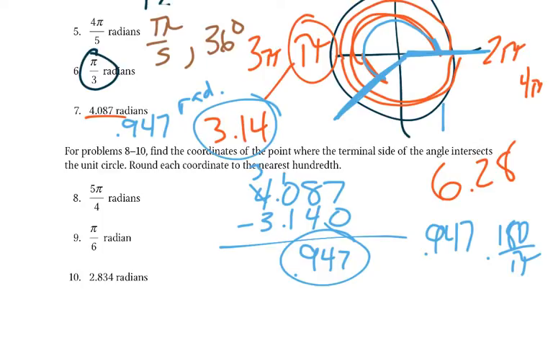Now let's see what we'd get though. 0.947 times 180 divided by pi gives us about 54.26 degrees.